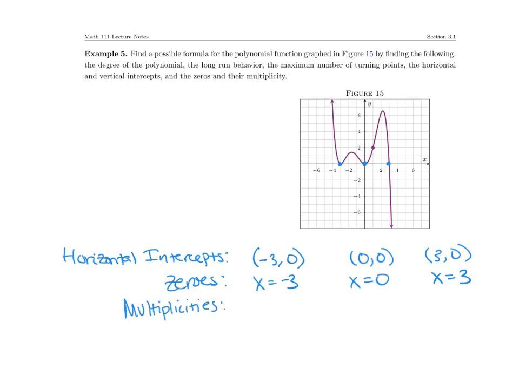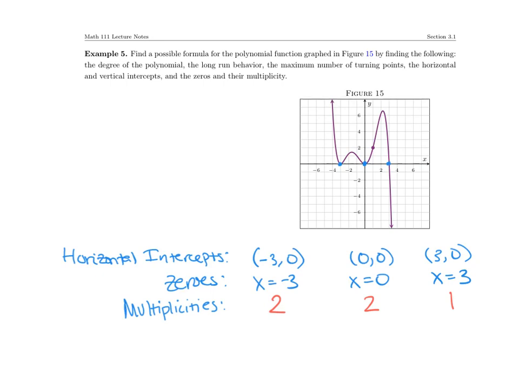I'm going to look at the behavior around each of these. So if I take a look at x is equal to -3, right here I see a bounce. It does not go straight through the equation, and I see the same thing over here around 0. So it looks kind of like a mini quadratic. So each of those are going to have a multiplicity of 2. And then over here, when x is equal to 3, it just goes straight through. So that's going to be our multiplicity of 1.